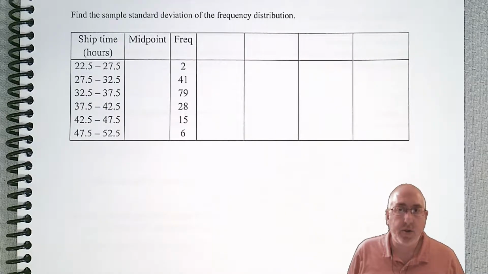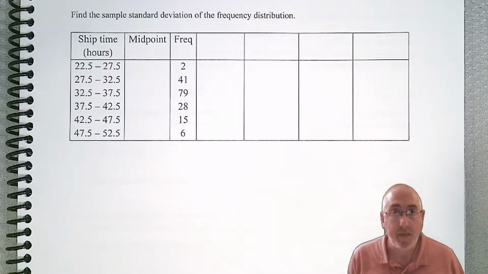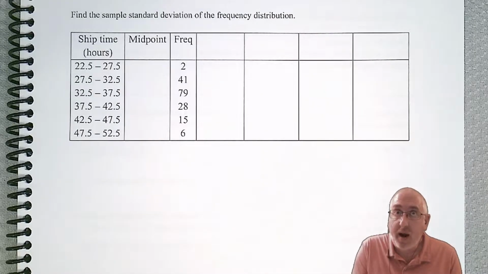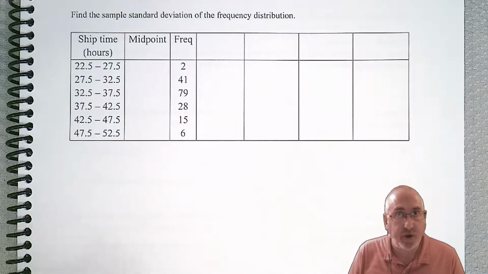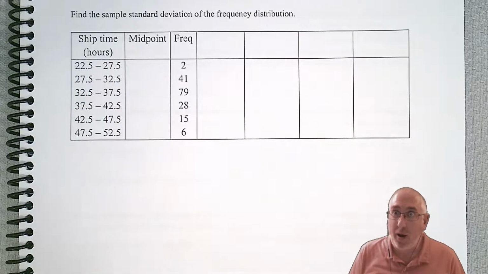Okay, welcome back. So we are at example number 4 in section 12.3. And so we're going to look at how we can find the standard deviation for a frequency distribution, but this one is going to be a grouped frequency distribution. So we're going to have classes that we have to contend with, and how do we get around that?